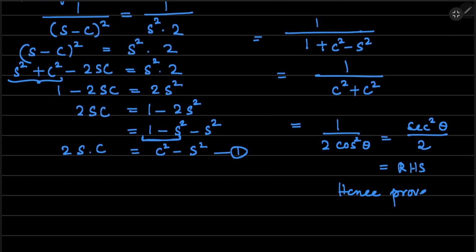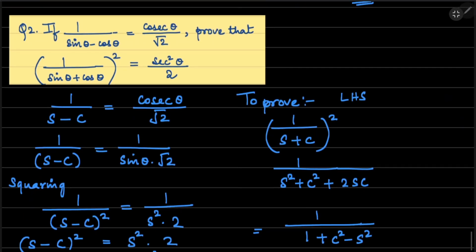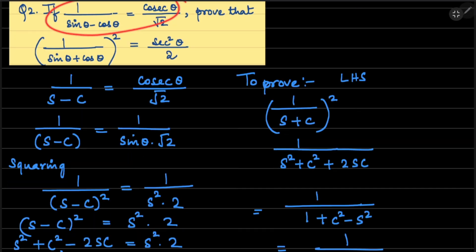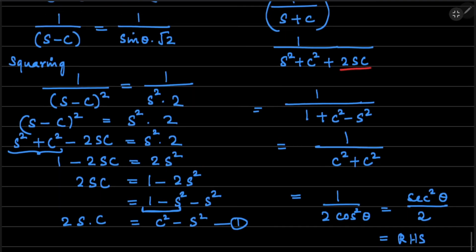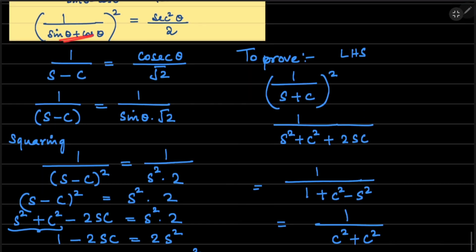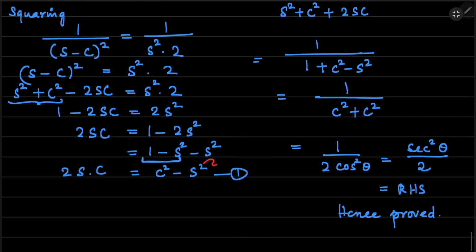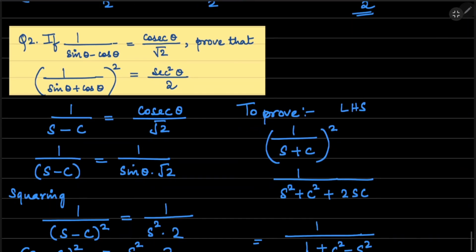The reason why you were given an if condition is for you to solve and find out the value of 2 sin theta cos theta, which is cos square theta minus sin square theta, in order for you to apply it in the one which you have to prove. So here in place of 2 sin theta cos theta, you'll replace it with cos square theta minus sin square theta. 1 minus sin square is cos square theta, plus cos square is already there. So 1 by 2 cos square, which is secant square. 1 by cos square theta, secant square theta by 2, which is equal to your RHS. So this is a very, very important question.